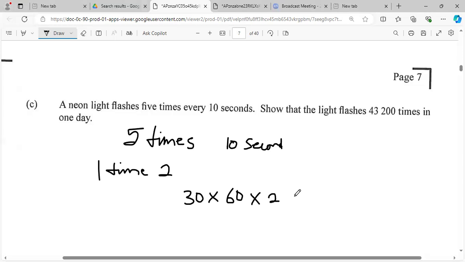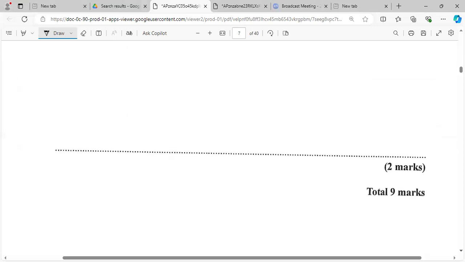But let me just punch it in my calculator to see if I'm correct. Hit the like button in the meantime, guys. So it's 30 times 60 times 24. Alright. I was correct. So it's 43,200. So basically, you prove it to them that it will flash 43,200 times by giving them that. You can narrate it more, but for the interest of time, I'm just giving the explanation. Alright. Let's go, guys. And that will give you 2 marks.